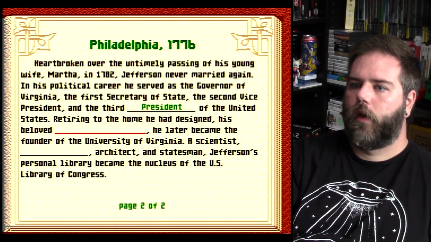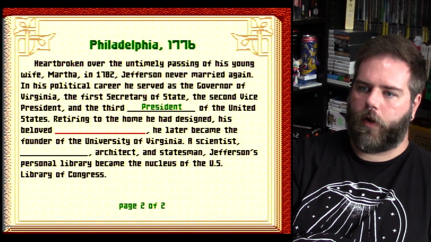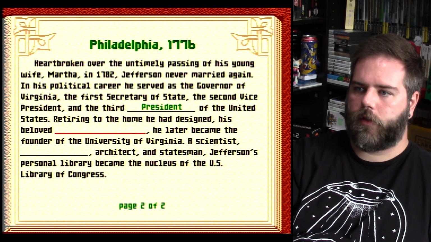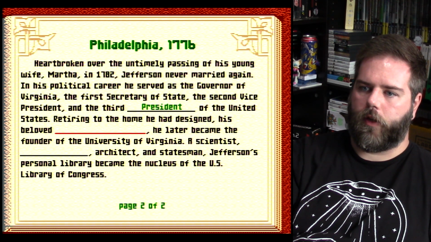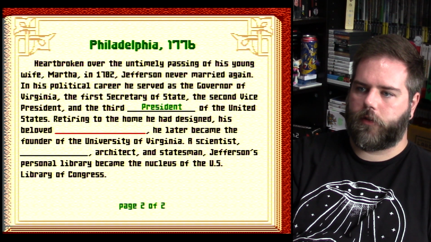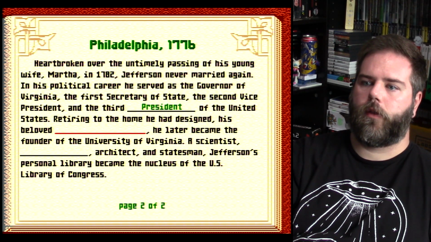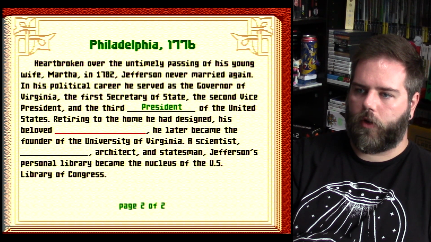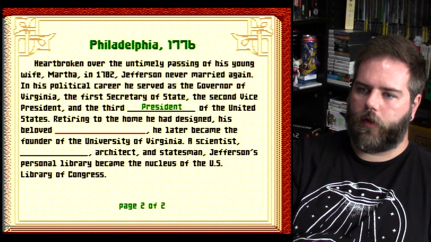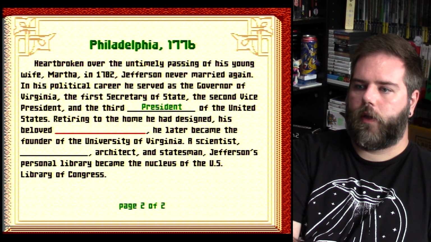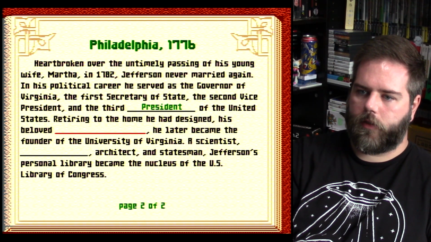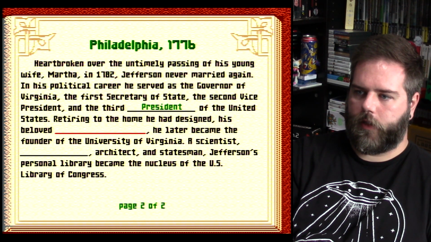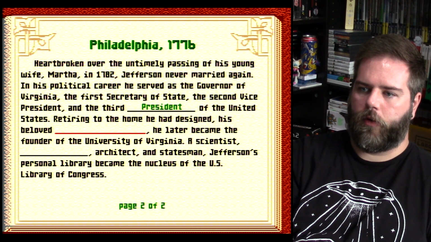Keep that in mind. Heartbroken over the ultimate passing of his young wife, Martha, in 1782, Jefferson never married again. In his political career, he served as the governor of Virginia, the first Secretary of State, the second Vice President, and the third President of the United States, retiring to the home he had designed, his beloved blank. So this is the name of his home. He later became the founder of the University of Virginia. A scientist, blank, architect, statesman, Jefferson's personal library became the nucleus of the U.S. Library of Congress.